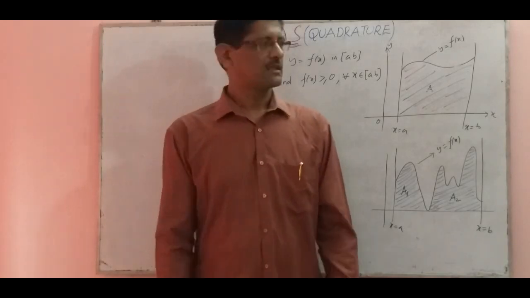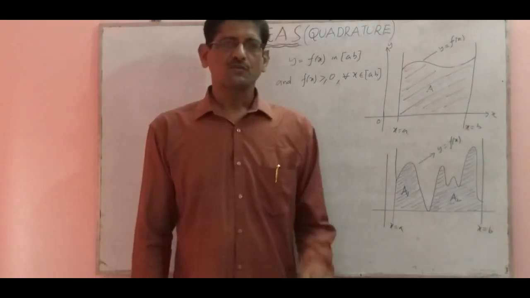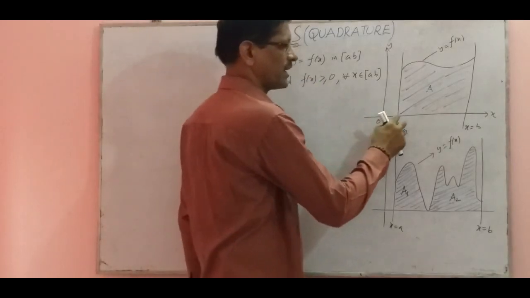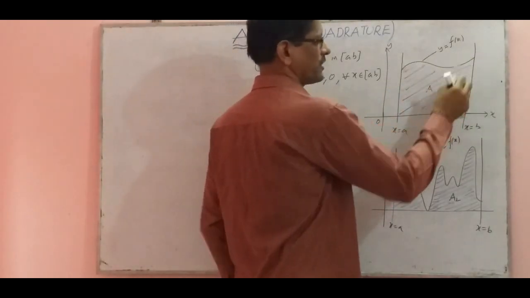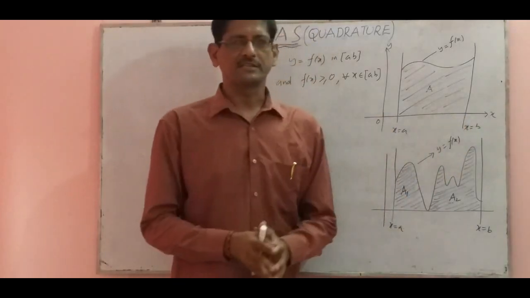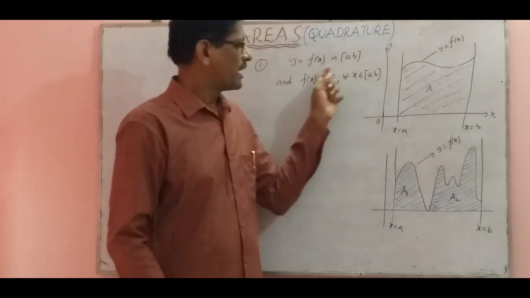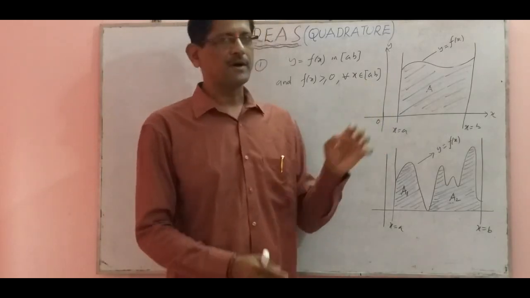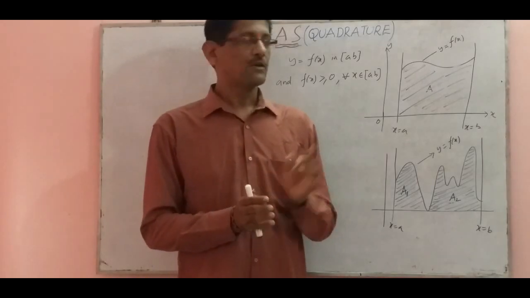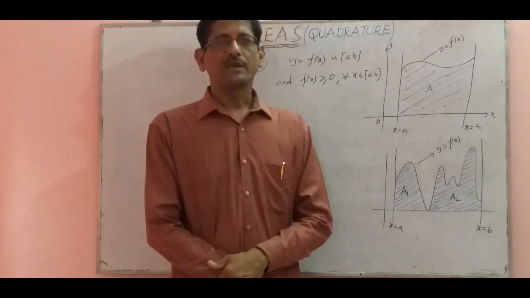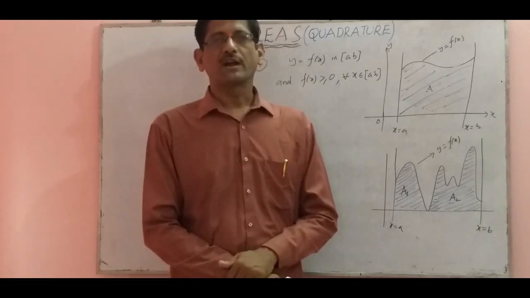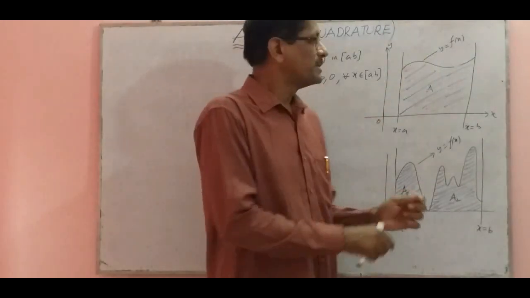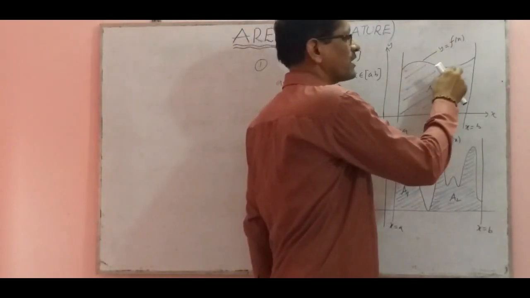What are those points? The first point is, suppose y is equal to f of x be a continuous curve in the interval a comma b. No breakings, continuous curve. And f of x greater than or equal to 0 for all x belongs to the closed interval a comma b. f of x greater than 0 means the curve is above the x-axis. That means a non-negative curve: y is equal to f of x, f of x greater than 0.